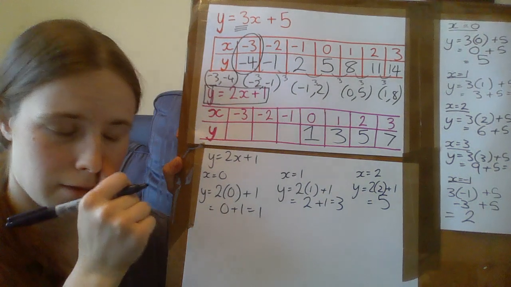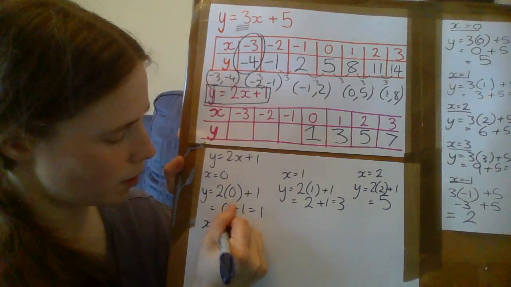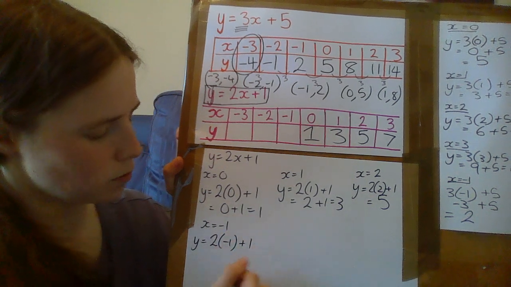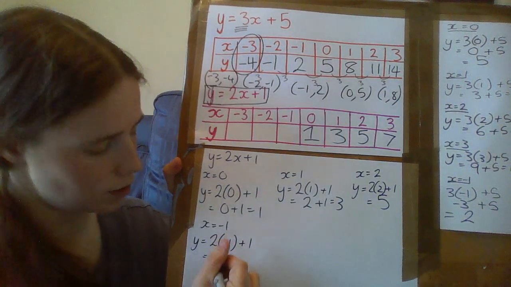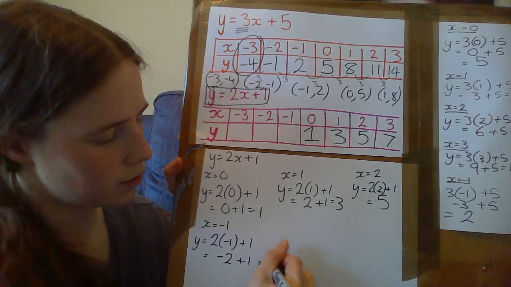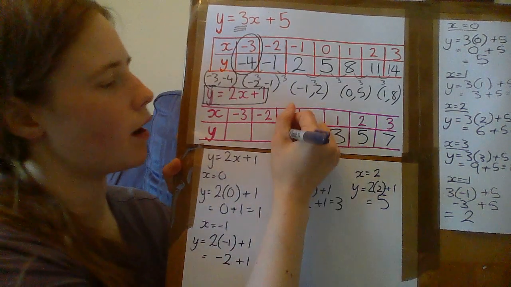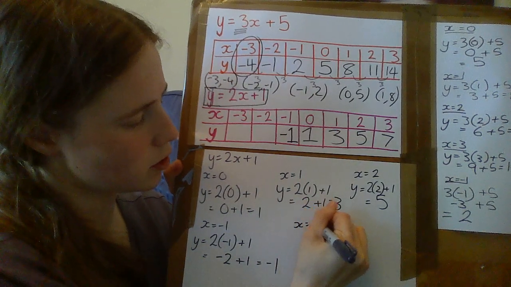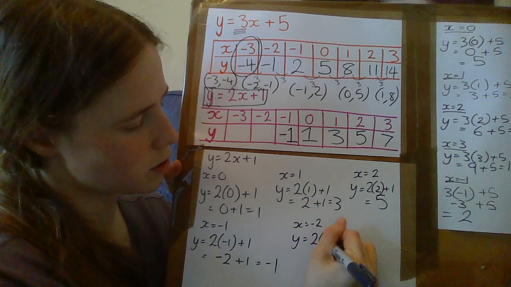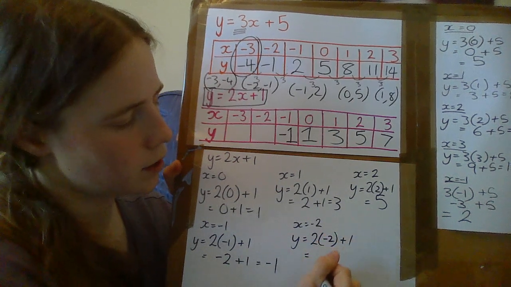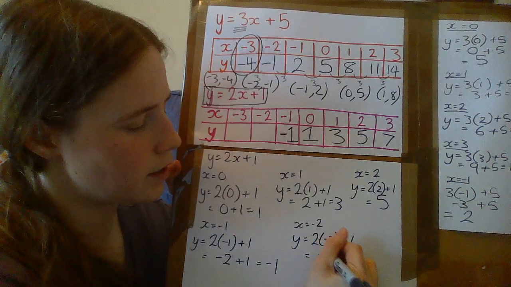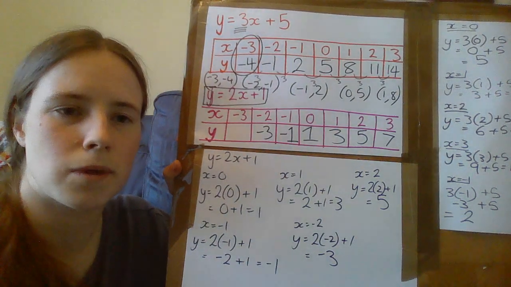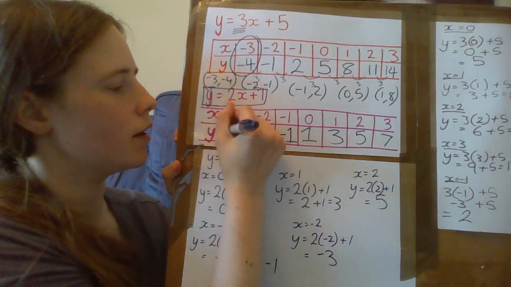Now let's do some of the negatives. When x is minus 1, y is 2 lots of minus 1 plus 1. 2 times minus 1 is minus 2, plus 1 is minus 1, because we're going up the number line when we add. So when x is minus 2, y is 2 lots of minus 2 plus 1, minus 4 plus 1 is minus 3. And then the final one, minus 3 times 2 is minus 6, plus 1 is minus 5.